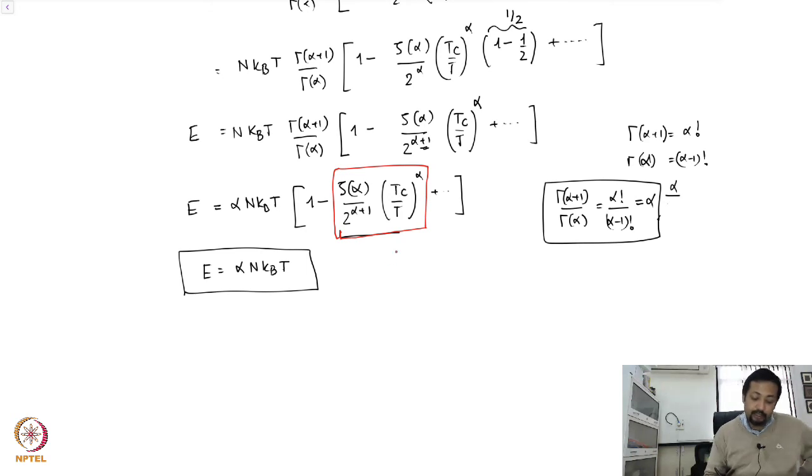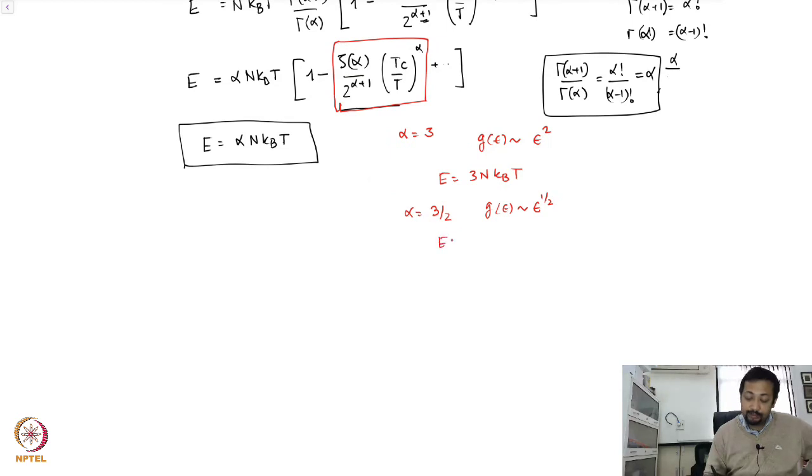So for example, if alpha is equal to 3, G epsilon will go as epsilon square, which is our case for a harmonically trapped Bose gas, and in which case we saw that the energy was 3n kBT. For alpha is equal to 3/2, G epsilon goes as epsilon to the power half, and E becomes 3/2 n kBT.